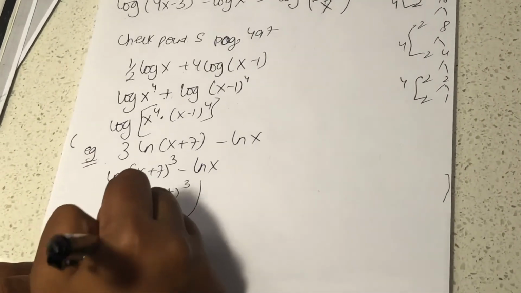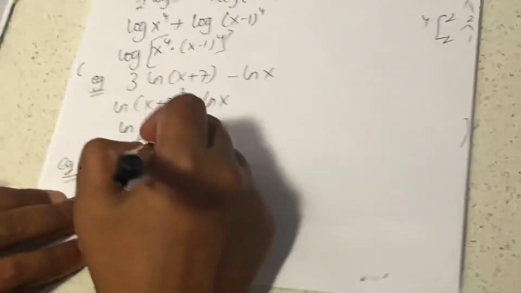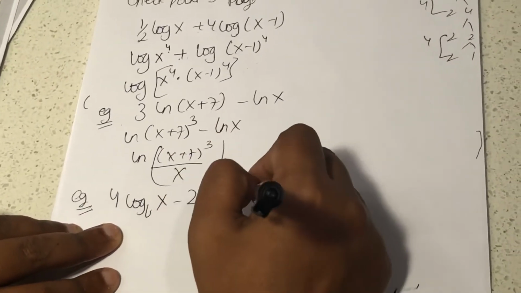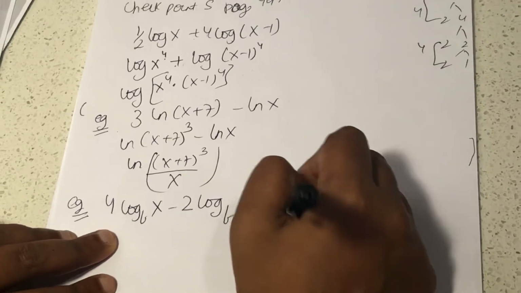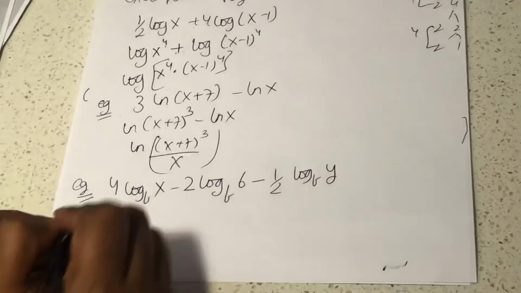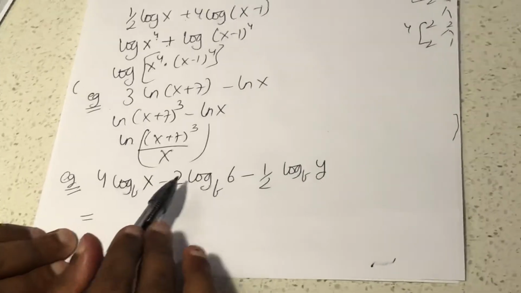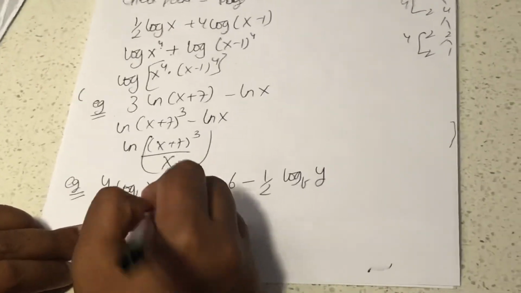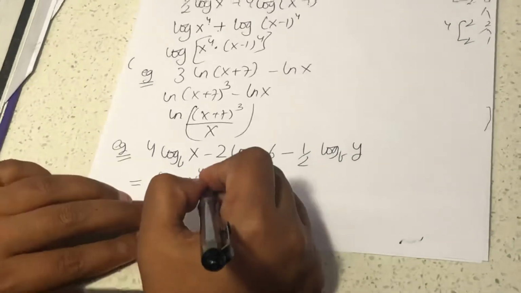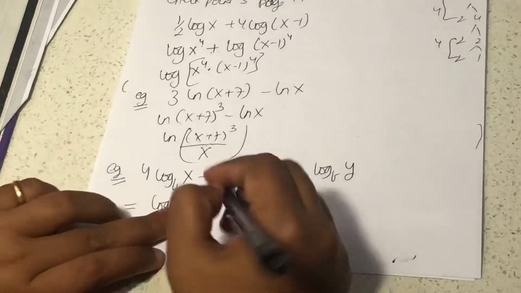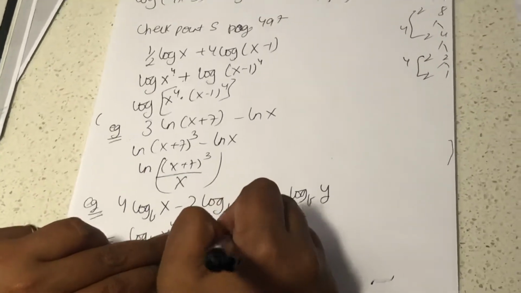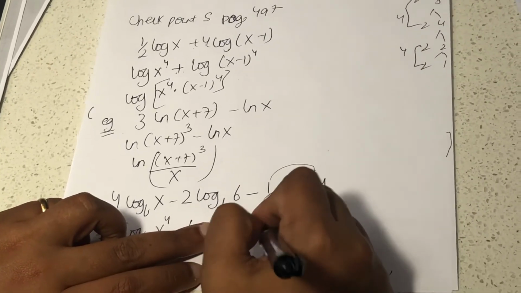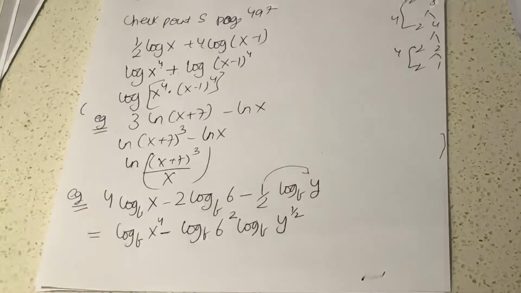We have 4 log_b x minus 2 log_b 6 minus half log_b y. Okay, let's see. All of them have numbers. Throw them in front. 4, put it up. It becomes log_b x to the power of 4. What about this thing? Don't put the minus sign. I'm just saying the numbers. Say through the numbers. 6 squared. This number on the top, it becomes log_b y to the power of 1 over 2.